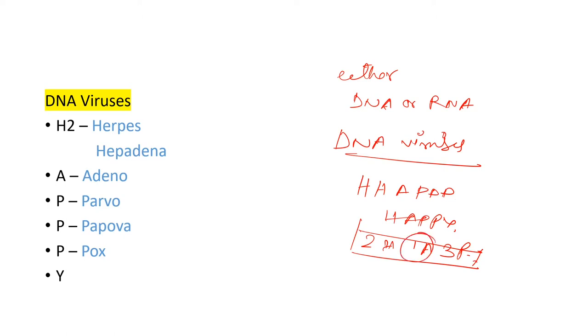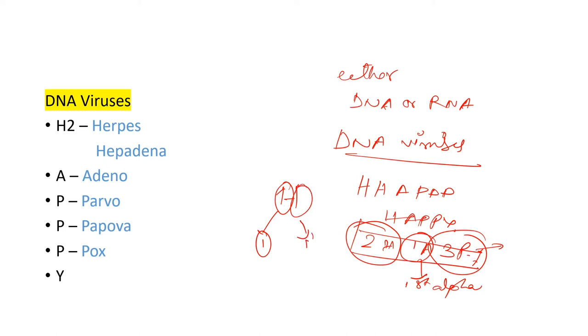1A, you can remember A is the first alphabet. So 1A, okay? 3P, 3P you have to remember. And 2H, H you can see 1, 2. So this looks like 1, and this looks like 1. So 1 plus 1 is 2. So let's see what are those.